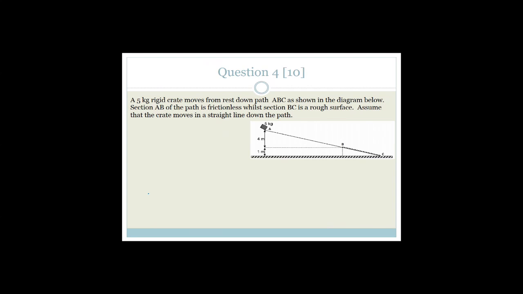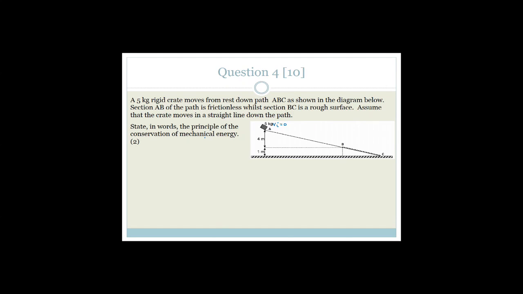Okay, it says a 5 kilogram rigid crate moves from rest, so the initial velocity is 0, down the path ABC in the diagram below. Section A and B is frictionless. There's no loss of energy here, right? While section BC is rough, assume that the crate moves in a straight line down the path. Okay, it's not going zigzag down a mountain. So the first question is, state in words the principle of the conservation of mechanical energy.